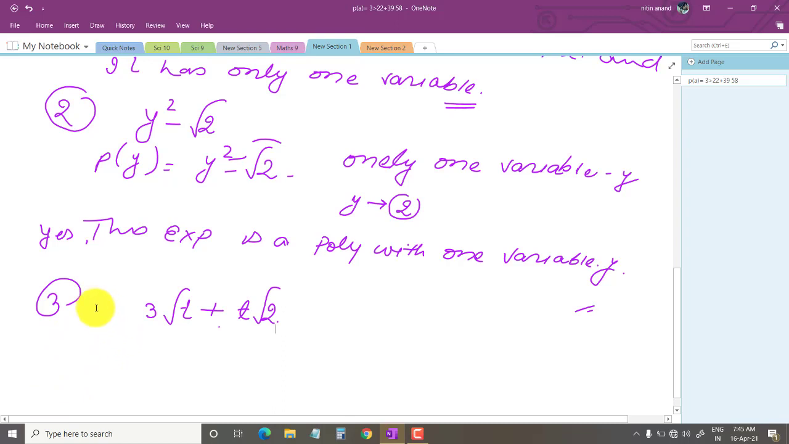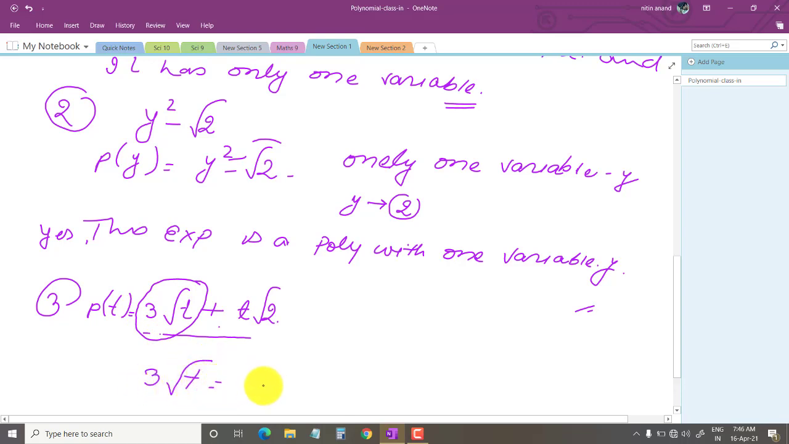Now see, suppose this is a polynomial in terms of t. First of all, we will see whether this expression is a polynomial or not. For a polynomial, the powers of the variable should be whole numbers. If we talk about the first term, this is 3 root t.